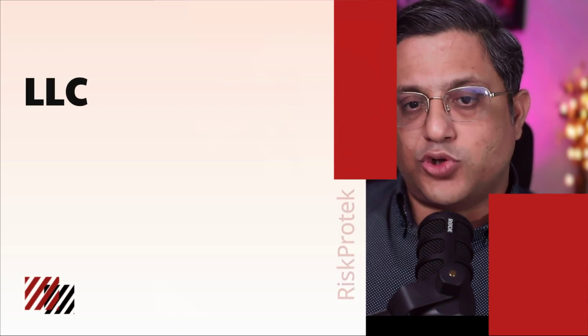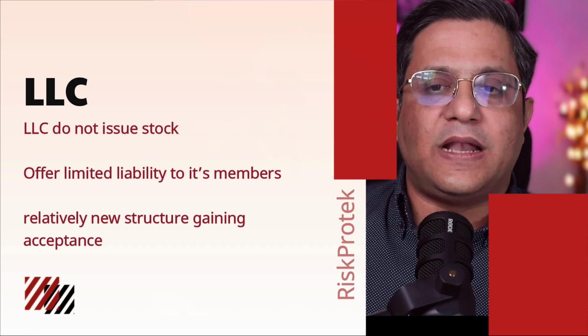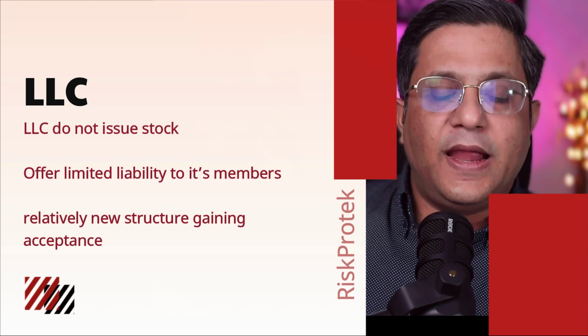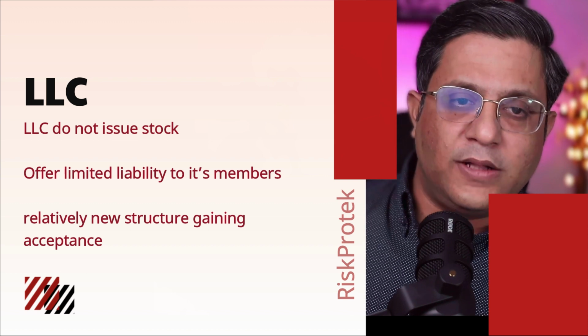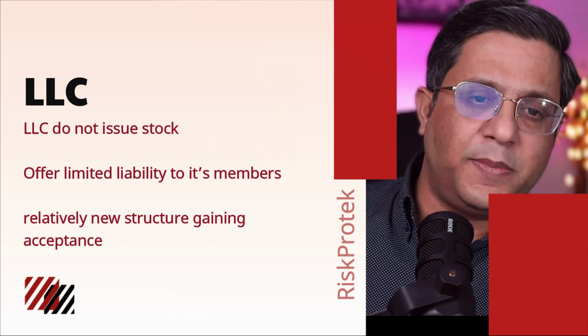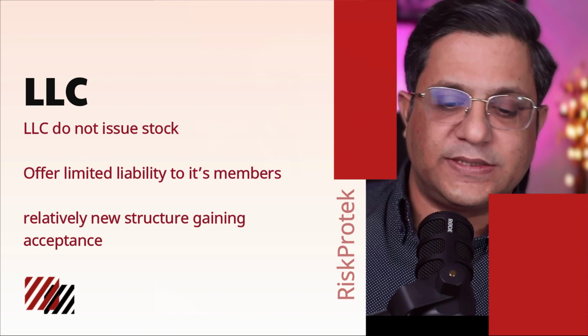The third type of captive is the limited liability company, or LLC. An LLC sits somewhere between the stock company and the mutual insurer. An LLC does not issue stock, but it does offer limited liability to its members. It is a relatively new structure compared to the other forms of captive insurance companies we discussed.